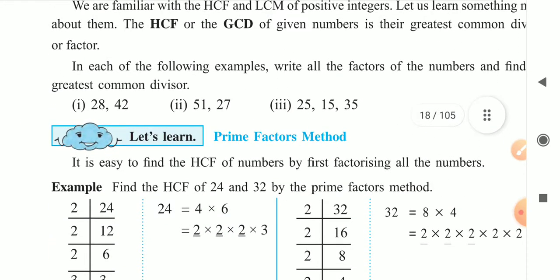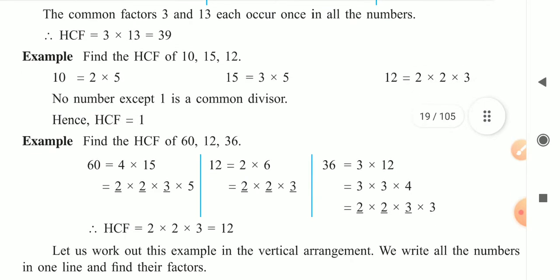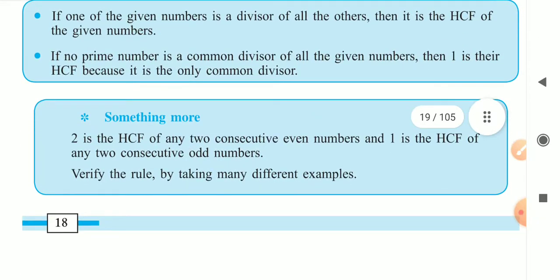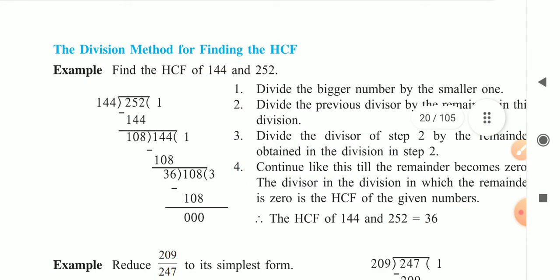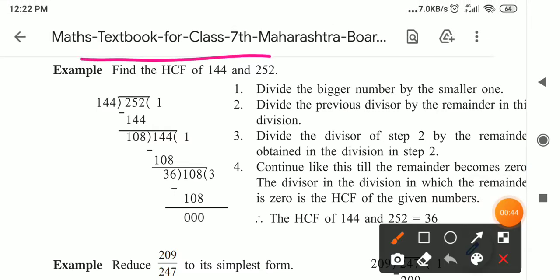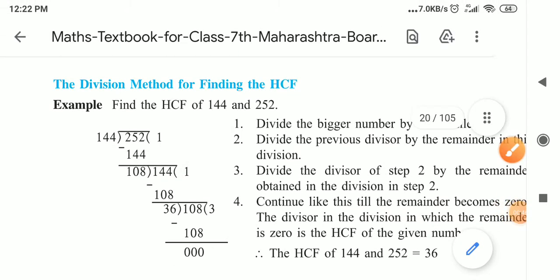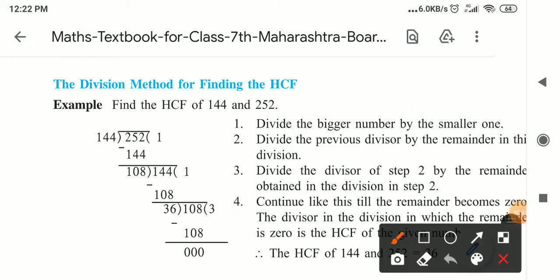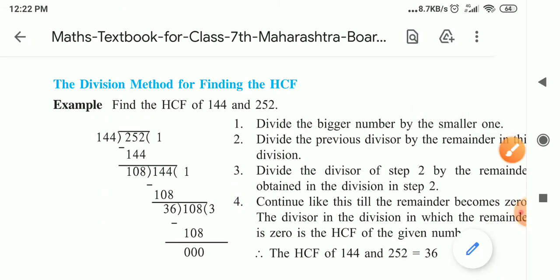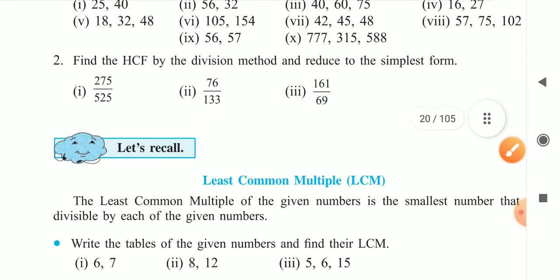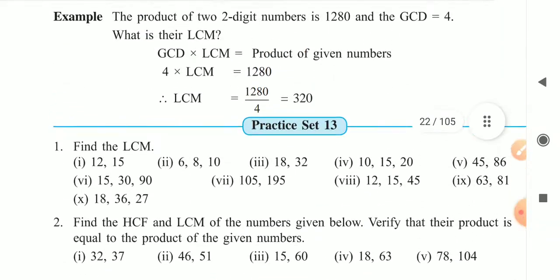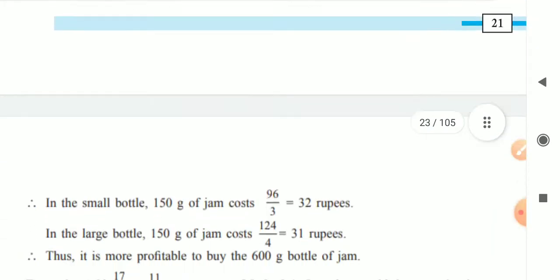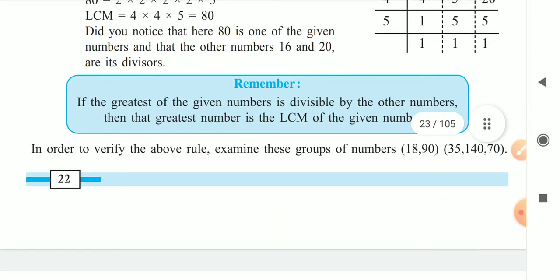Okay, then from one activity we understood the formula, that is LCM into HCF is equal to the product of both the numbers, and with this we studied the division method to find the HCF. Okay, this is a new method that was introduced for you this year. And then LCM also we find, and then afterwards we find the formula. Just now I told you that LCM into GCD is equal to the product of both the numbers.